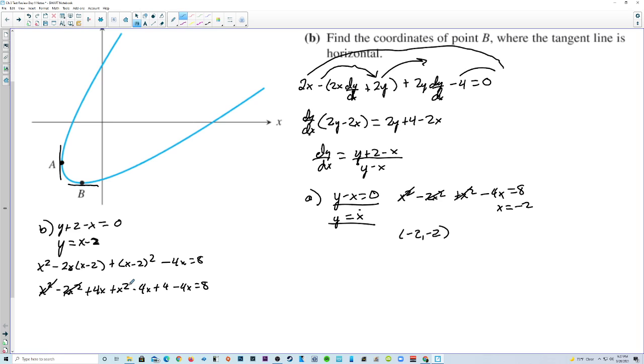So we have 2 positive and 2 negative x squareds, 4x minus 4x. Subtract the 4 over, negative 4x equals negative 4. No, just positive 4. And so x is equal to negative 1. So we have negative 1 comma. Let's plug negative 1 in here, and we have negative 1, negative 3.